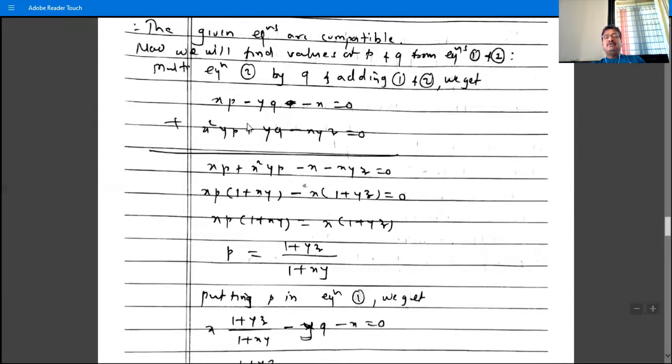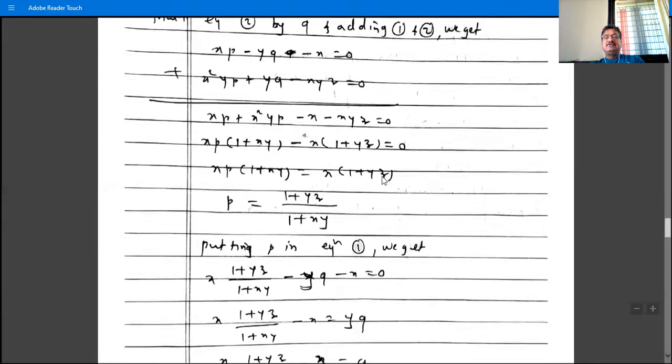So we have to find the values of p and q. So in order to find the values of p and q from equation 1 and 2, we have to cancel either q or p. So multiplying equation 2 by y, don't write q here, write y, and adding, we have this get cancelled, xp plus x square yp minus x minus xyz is equal to 0.